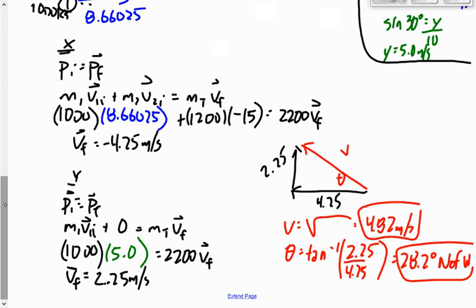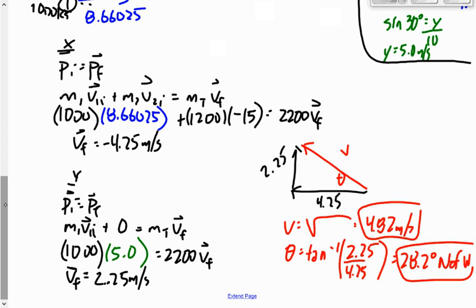Let me give you a hint. It doesn't have to be hard. Anybody have an answer for me? It is staring you right in the face, literally. The initial momentum is the same as the final momentum.